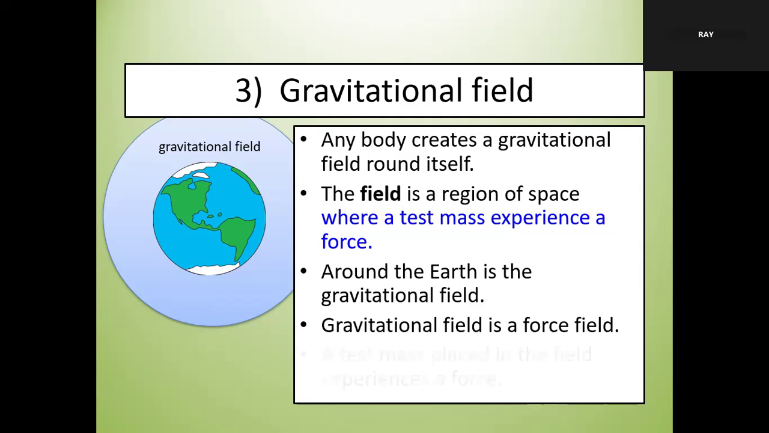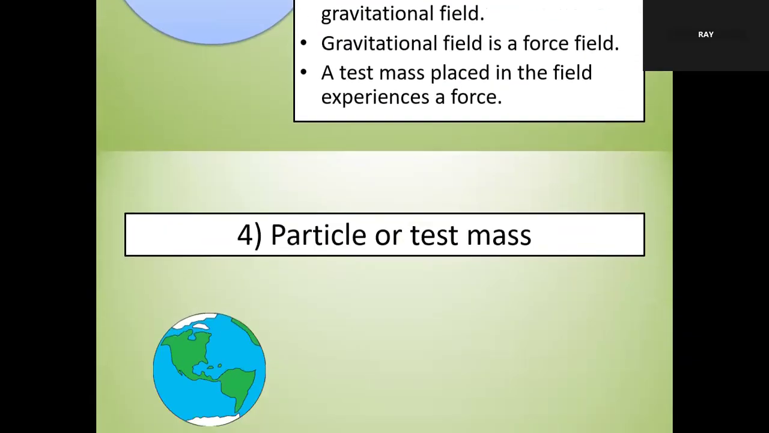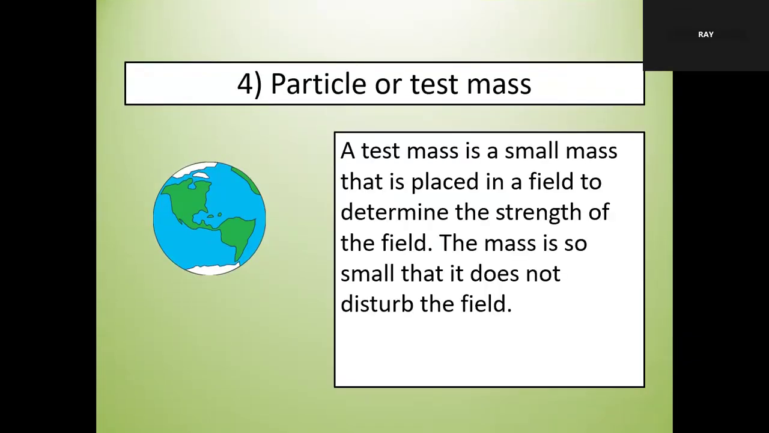Gravitational field is the force field. So you have a mass there, which we call a test mass, placed in the field, experiencing a force. Don't worry too much about the test mass. The idea of a test mass is that the mass is very small. You place it in the field and it doesn't affect the field. The mass is so small, it does not disturb the field at all. Just a mass placed above the field will accelerate towards the surface.